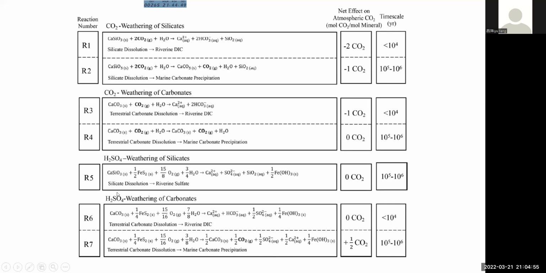And if H2SO4 weathering occurs on carbonate, instead we are gaining half carbon dioxide, and this carbon dioxide is released into the atmosphere. So most of the models do not take into consideration this addition of carbon dioxide into the atmosphere. So in this paper, what they have done is they have considered this H2SO4 weathering as well.